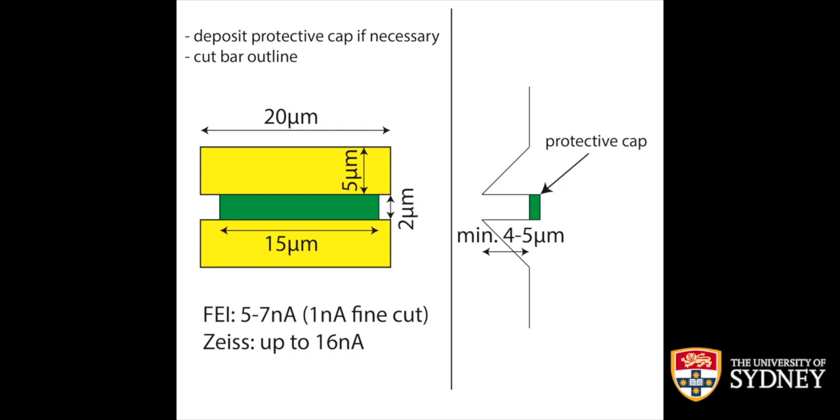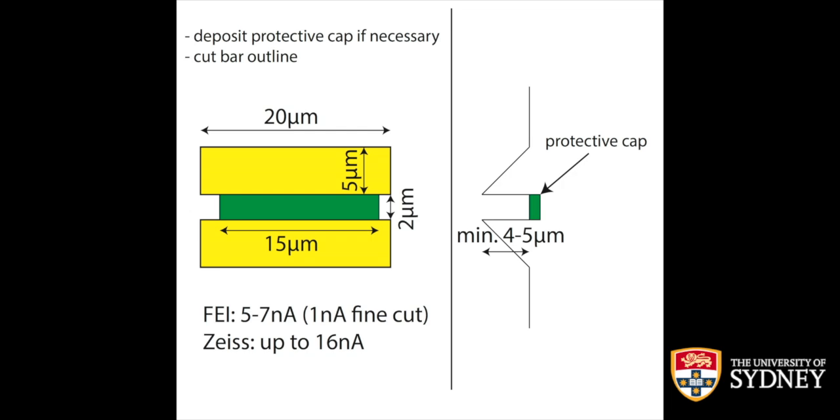You don't need to put a deposit down. If you do that, that's the entire length of the bar, because in the end, on one side you're going to attach the micro manipulator, and on the other side you're going to cut the bar free. So this just takes a little bit of the time away, or shortens the time that you need to deposit the protective cap.